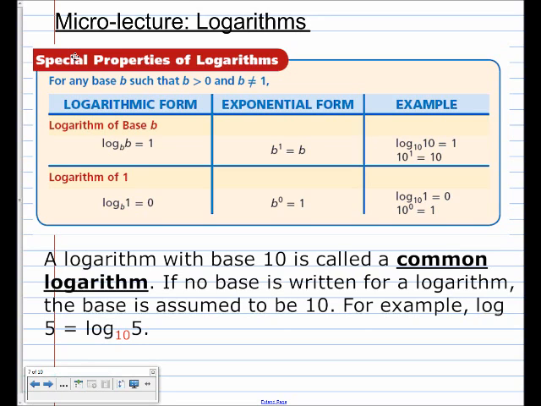For the next one, the logarithm of 1, that's always going to be 0. If you write it in exponential form, if you want to get 1, you must raise that base to a power of 0, because anything to the 0 power is 1.